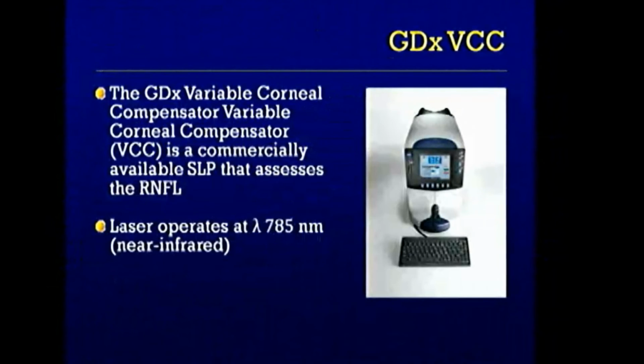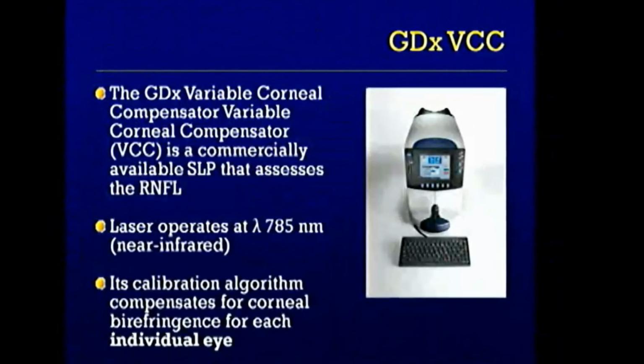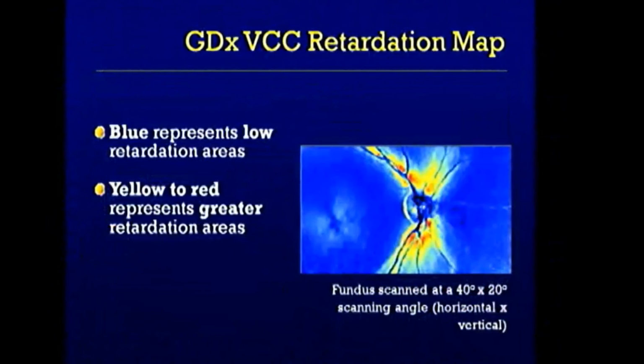So this is what the machine looked like. And it had an algorithm which compensated for corneal birefringence. This is a retardation map from the GDX VCC. And what we can see is this color-coded, and the warmer colors represent areas of high retardation or high nerve fiber layer thickness.